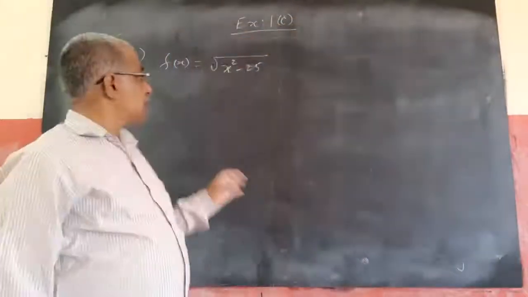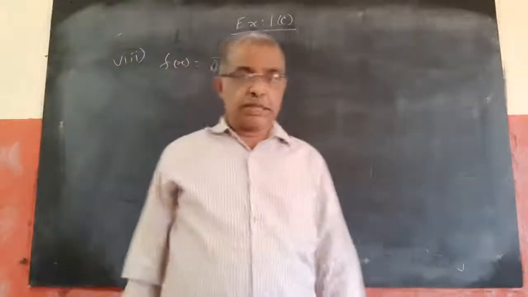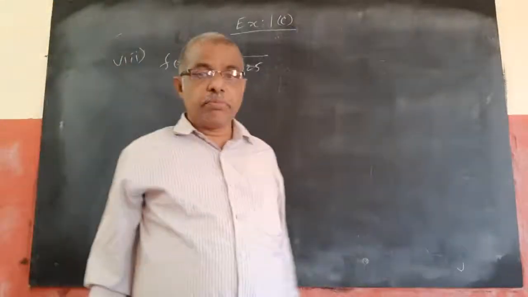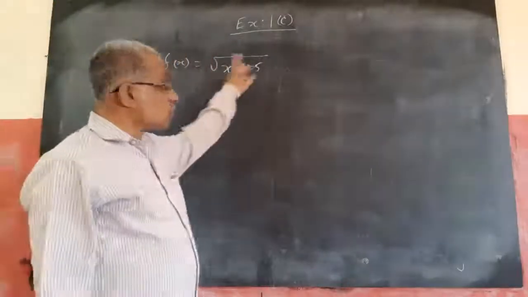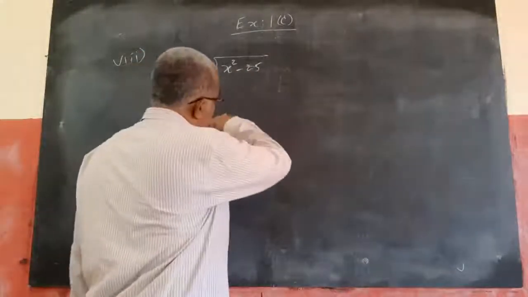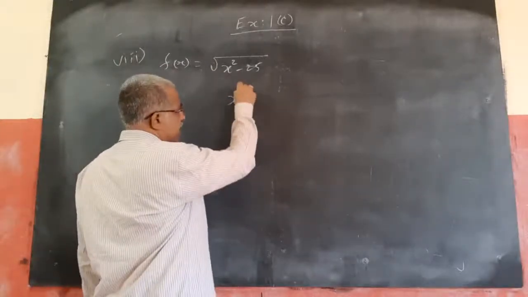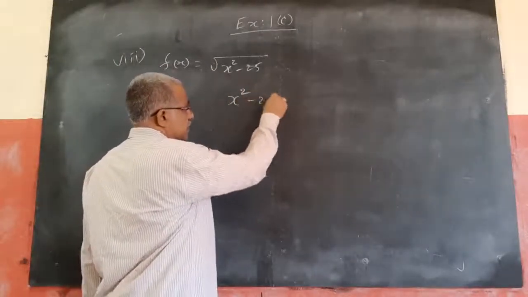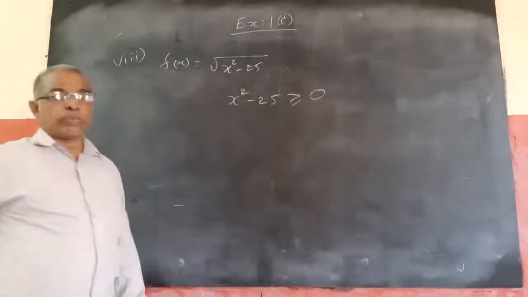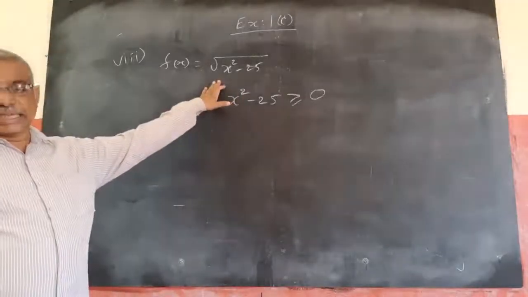Now one more function, f of x equal to root of x square minus 25. If you take this function, if you observe, there is no 1 by. But what about this root value? Root is defined only for positive values. Root is defined for 0 also, but not for negative values. Meaning x square minus 25 must be greater than or equal to 0 to become a real valued function.